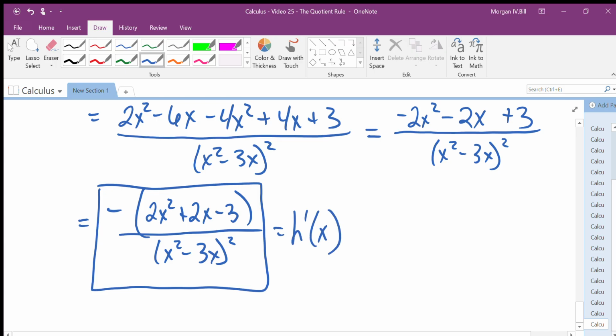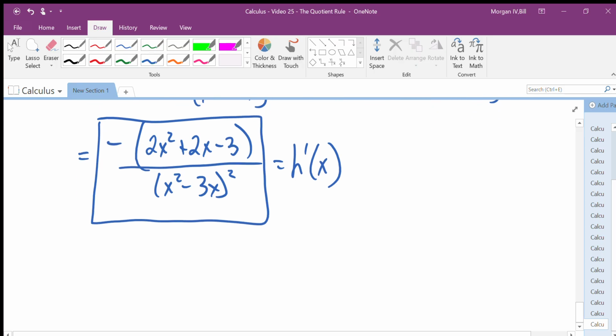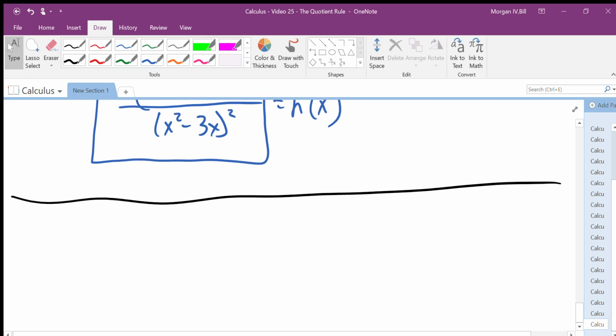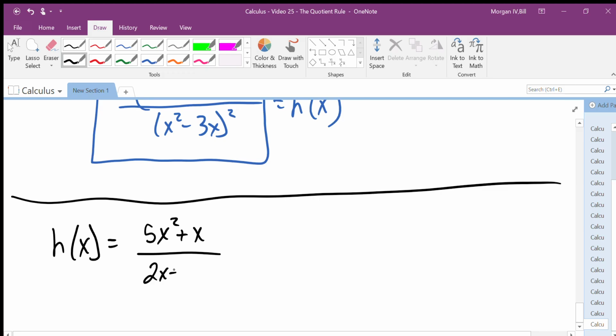All right, very good. Let's try at least a couple more here. How about h of x is equal to 5x squared plus x divided by 2x minus 4. And go ahead, pause the video, try the quotient rule. If you get stuck, come back and watch.